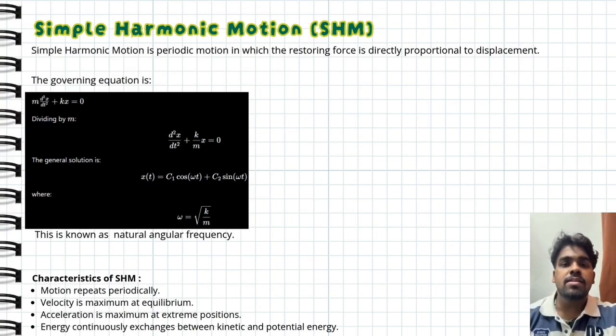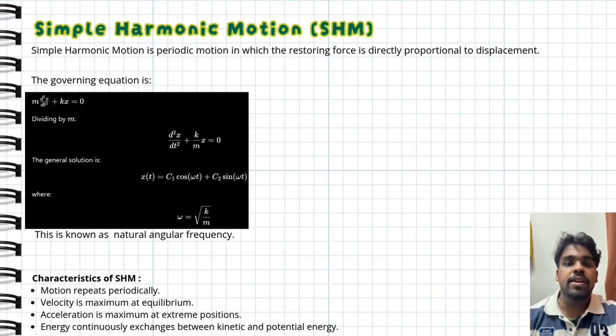The key characteristics of SHM. There are 4 key traits of SHM to remember. First, periodic: the motion repeats itself continuously. Next, max velocity: speed is highest at the equilibrium position. Third, max acceleration: the push or pull is strongest at the extreme position. And fourth, energy exchange: energy constantly flows back and forth between kinetic and potential energy.